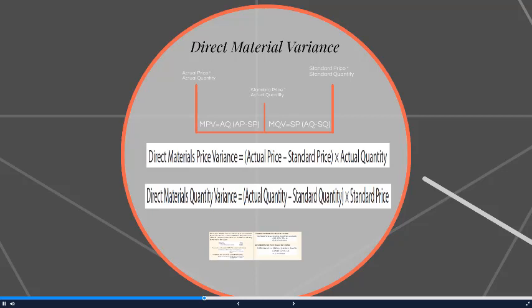Then we'll look at our material quantity variance. The material quantity variance is looking at the differences in quantity. Therefore, we take our actual quantity minus our standard quantity, and we'll multiply that by our standard price. This will give us our material quantity variance. These two combined, our material price variance and our material quantity variance, will give us our total material cost variance.